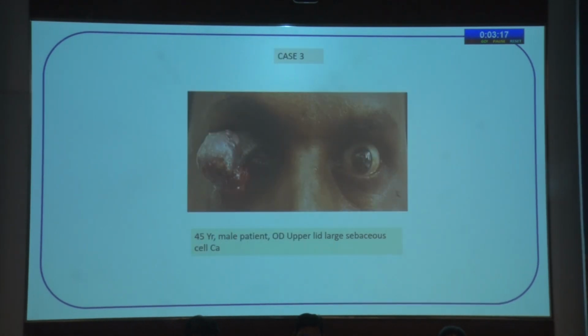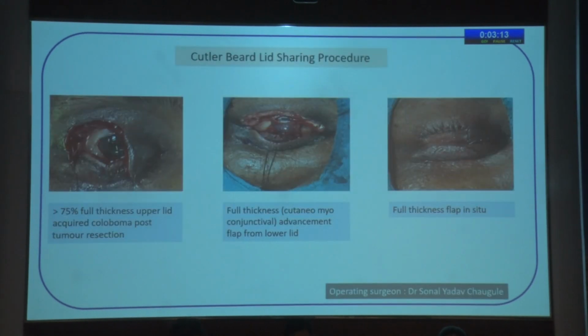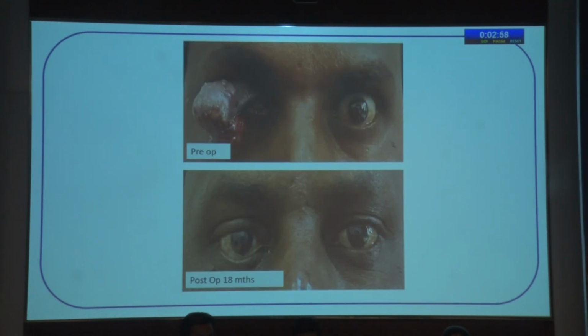This was a case of a 45-year-old male who presented with right eye upper lid large sebaceous cell carcinoma. As we can see, post-tumor resection, there is more than 75% lid defect. Cutler Baird surgery was planned for the patient, and in the third image we can see the post-operative full thickness flap in situ. This is the post-op 18-month picture. A well-formed lid margin and lid contour can be seen here, except for the loss of lashes. Patient had good lid function.